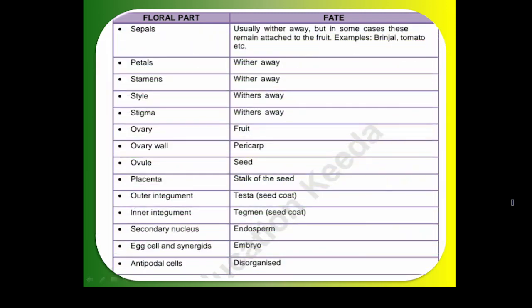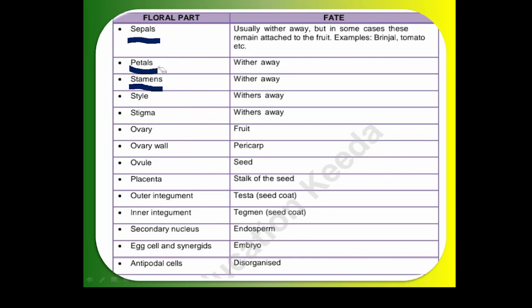See the chart here. You can see that we have sepals, which usually wither away, but in some cases they remain attached to the fruit, like the brinjal, tomato, etc. Next we have the petals. Petals wither away, stamens wither away, styles and stigma wither away.